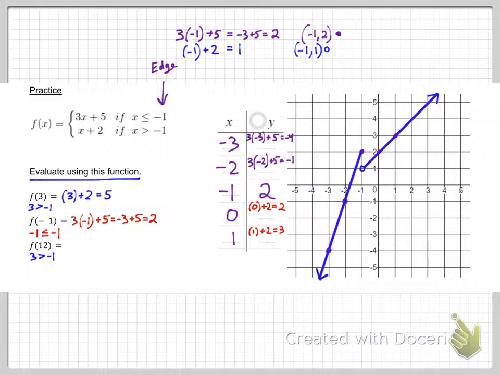Last one here. 3 is greater than 1, so we're going to again use the bottom function. And when we do that, we get, oh sorry, not 3. 12 is what's greater than negative 1. 3 is also greater than negative 1, but we get 14 as the output.